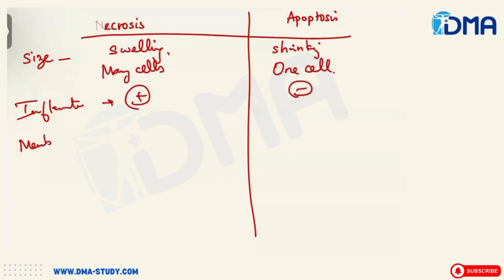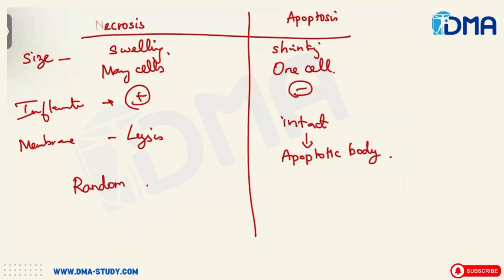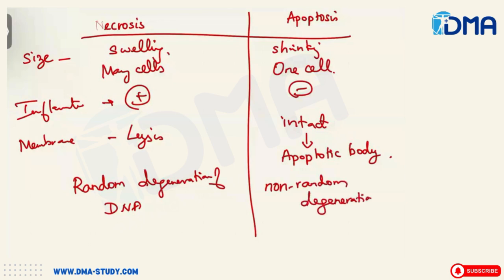In necrosis, the cell membrane will lyse. In apoptosis, the membrane will be intact and the integrity will be maintained, and still the apoptotic body will be formed. In necrosis, there will be random degeneration of DNA, whereas in apoptosis, the process of damage will be non-random degeneration, along with chromatin condensation.